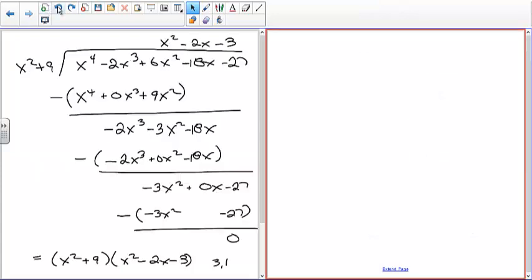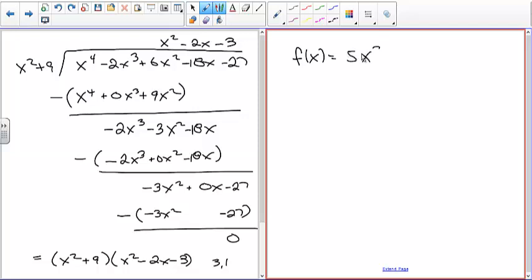And then the final problem is just listing the possible rational zeros for an expression. So let's say I have 5x cubed minus 7x squared plus 9x plus 12.